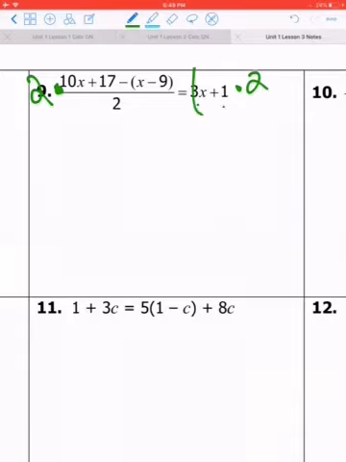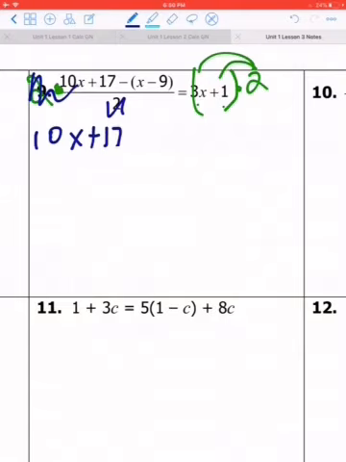So whenever that happens, I'm going to group up 3x plus 1 in this case, and then distribute the 2. Okay? So just don't forget to do that. These 2's will cancel, and then we're just left with the numerator. 10x plus 17 minus x minus 9 equals, and now if I distribute, I have 6x plus 2.